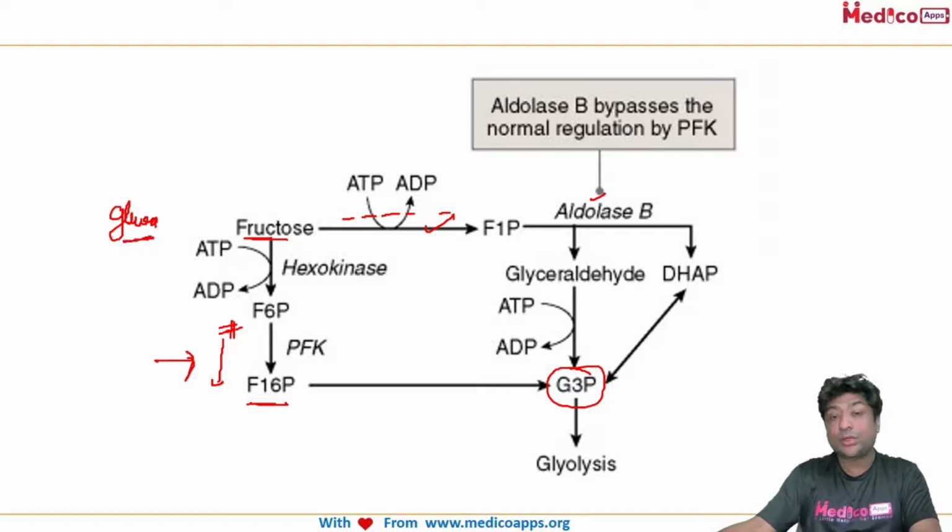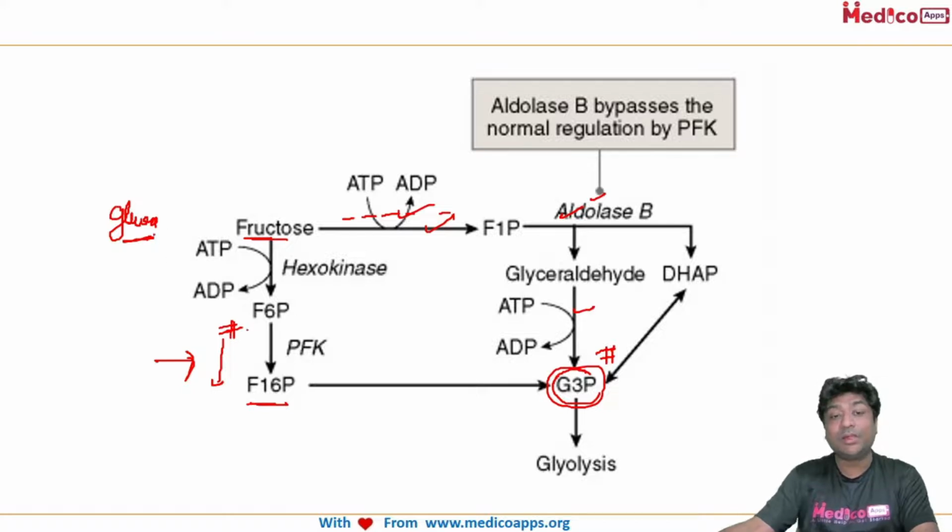So glucose conversion to glyceraldehyde 3-phosphate is much slower, and fructose conversion into glyceraldehyde 3-phosphate is very fast. So fructose is a faster source of energy than glucose. Understood? Fructose is a faster source because these three reactions are not regulated at all. They can happen immediately.